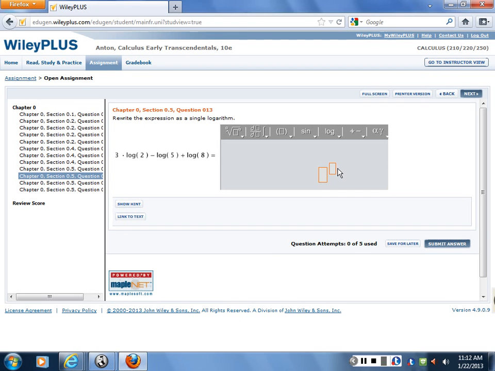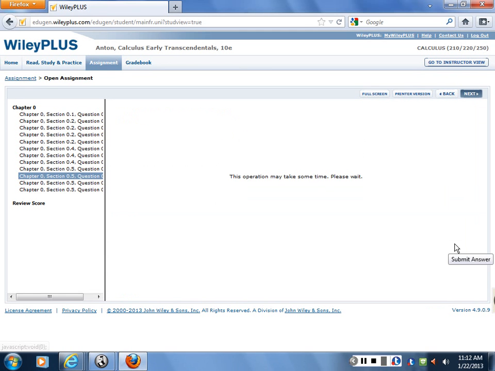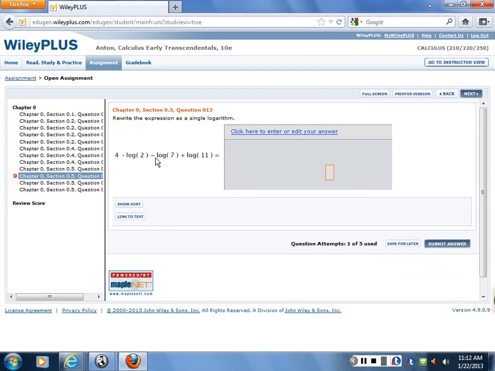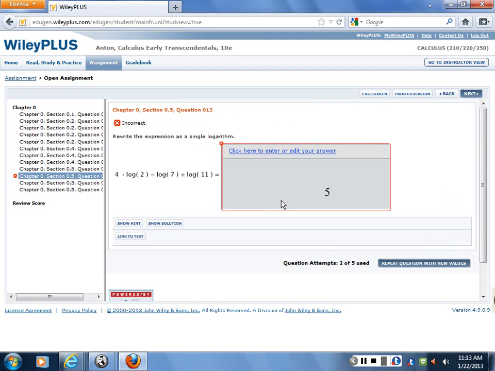The system will have 5 attempts. You have 5 attempts at each problem. So let's say I put 2 here, and I submit my answer. It's going to tell me, no, you're wrong. So then I can repeat question with new values. If you notice, it changes a little bit. They're randomly generated, so you could get the exact same one, but the probability of that is pretty low. So you say, I think it's 5. Obviously, these are wrong. And it says, no, this is not correct.